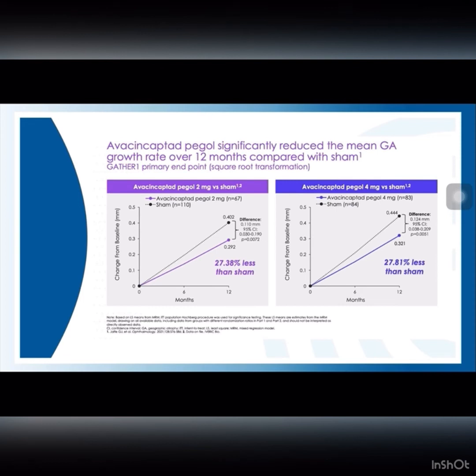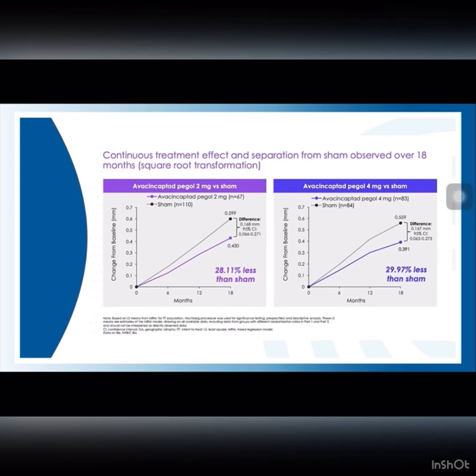The GATHER1 study met the primary endpoint. Here you can see that patients treated with avacincaptad pegol had significant reduction in the mean GA growth rate over 12 months compared with sham. You can see the curves separate early and that separation continues till the primary endpoint. Looking at the 18 months data, we can see that there is continuous treatment effect and separation from sham that's observed over 18 months.